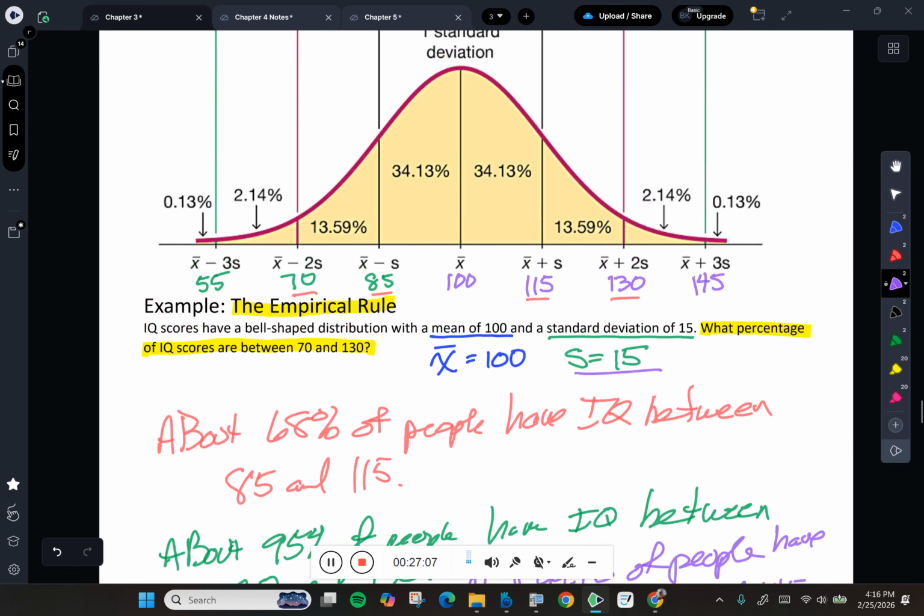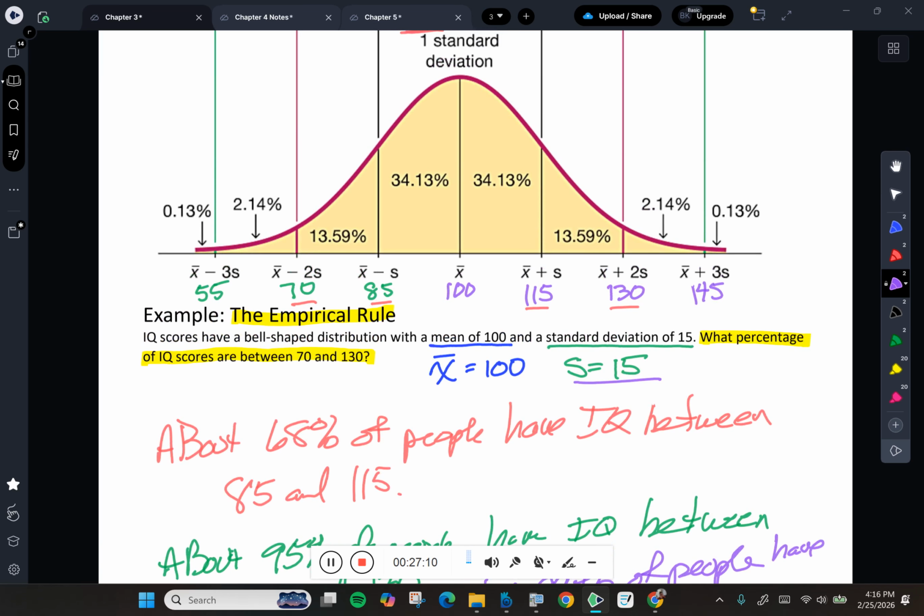And because of the nature of the symmetry of this graph, if I wanted to, I could find the probability for this range right here. I could say, what's 100 to 130? And you would look at me and say, well, that's just the 34 plus the 13. So you're looking at what, 47.7% or so?